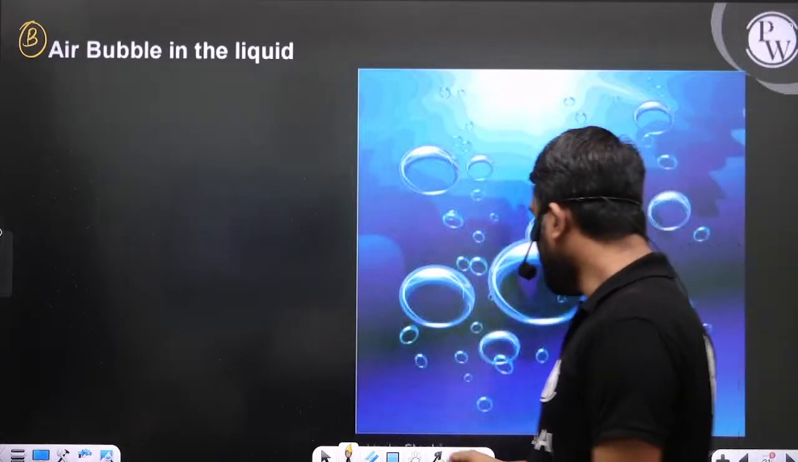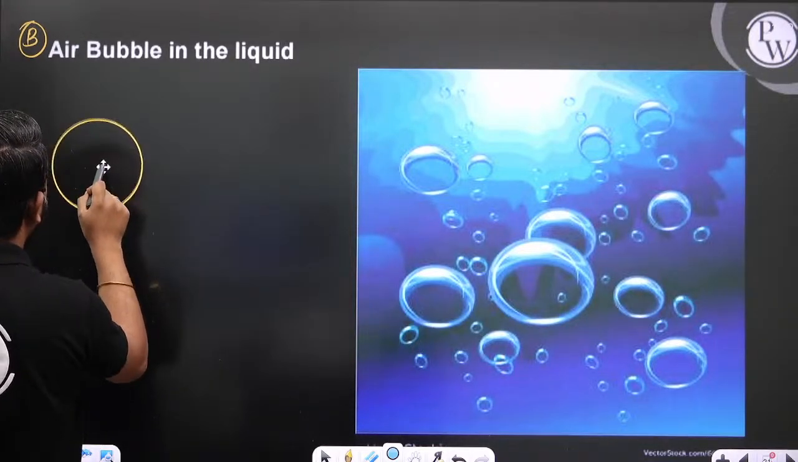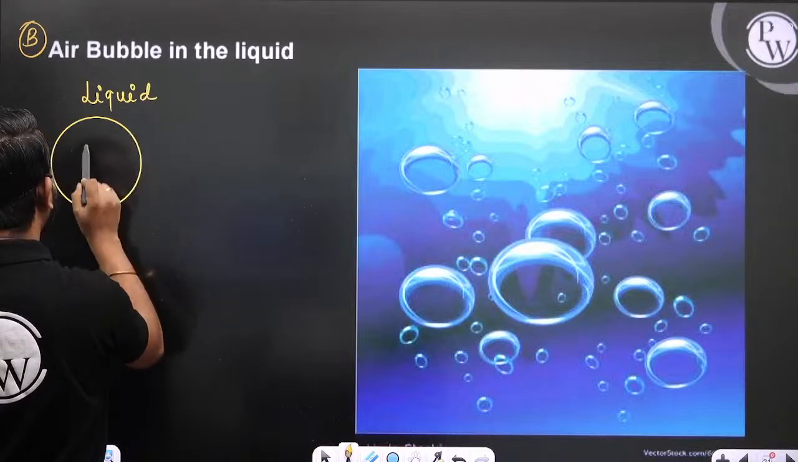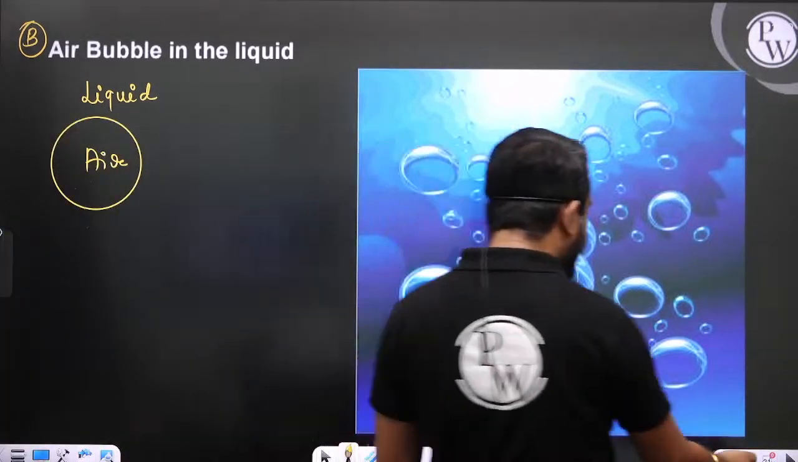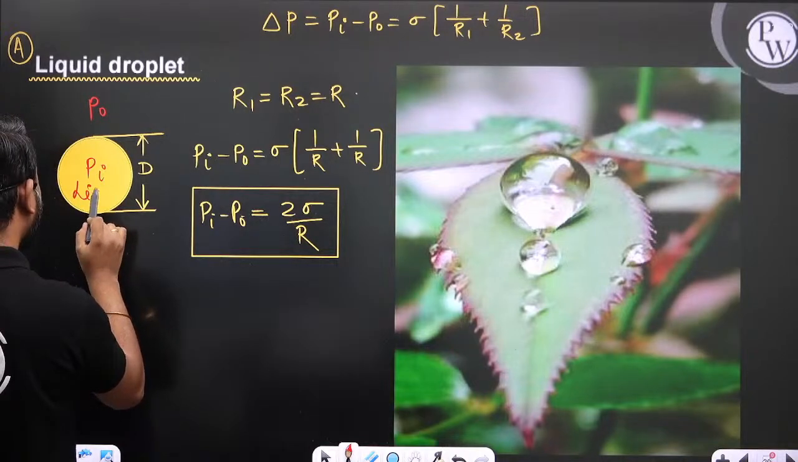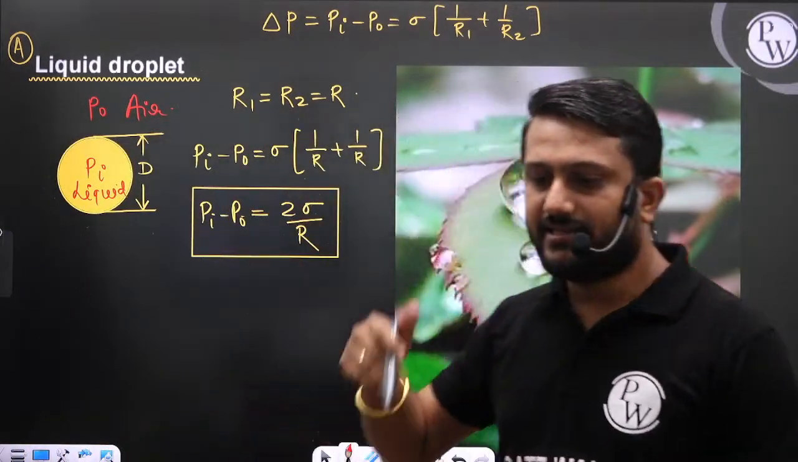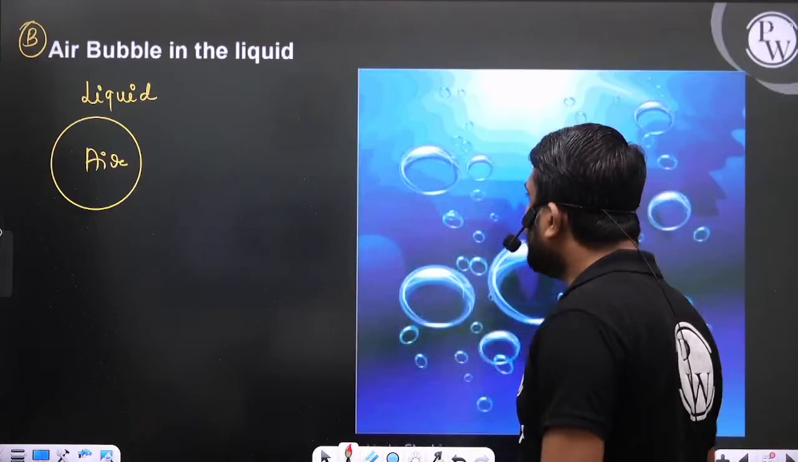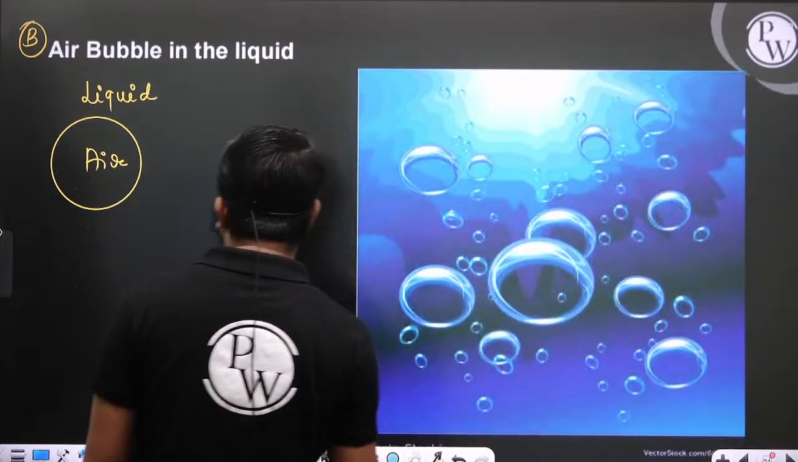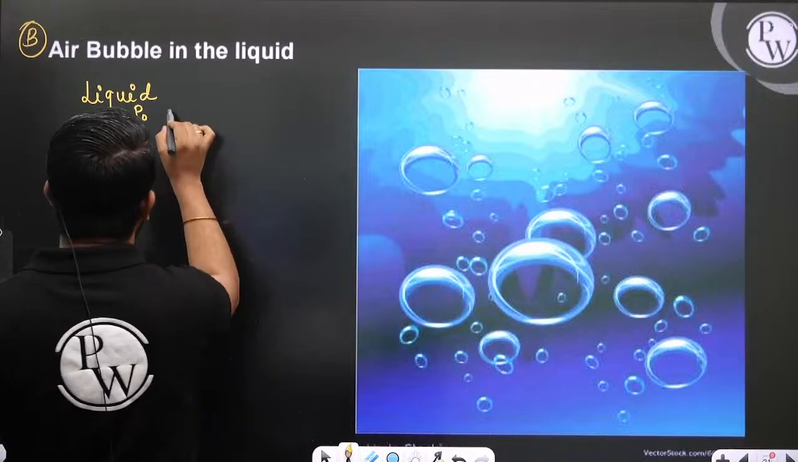In the case of the air bubble in the liquid, outside there is a liquid and inside there is air. In the droplet case, inside there is a liquid and outside there is air, so the air bubble is just the opposite of that case. Here the pressure inside is Pi and outside is P naught. So what is Pi minus P naught in this case?